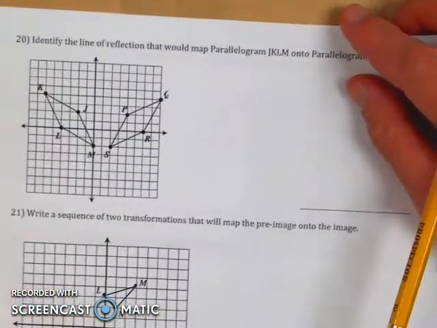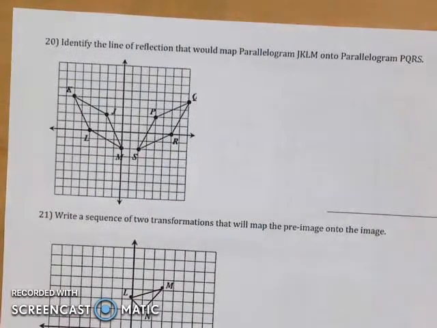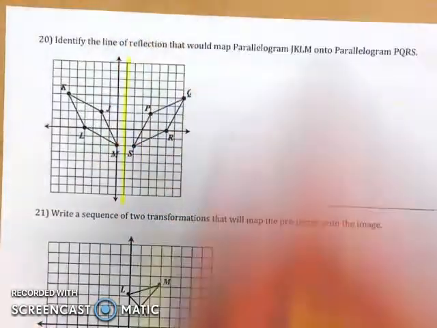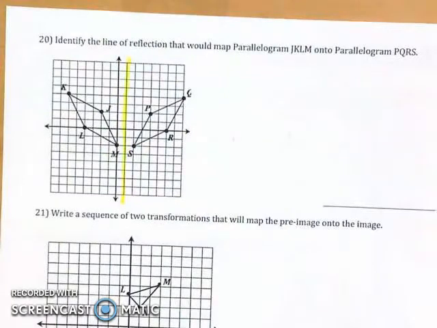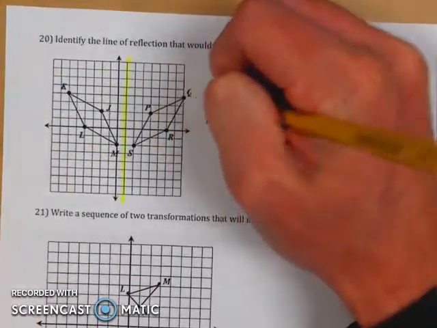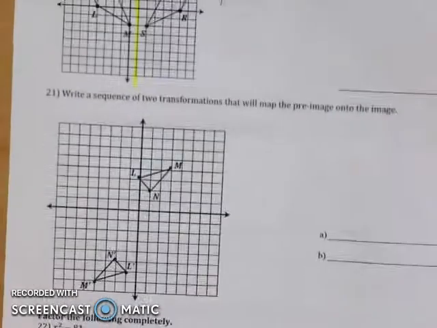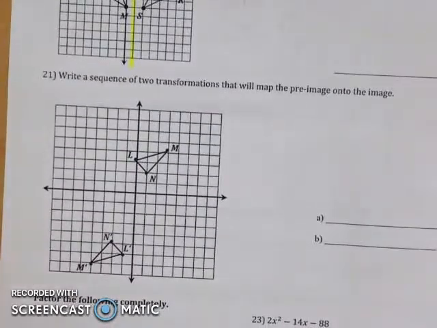On the back, identify the line of reflection. This should be pretty easy. It's right there. Right in the middle is what you want to find. It's hitting x at 1, so the line's actually called x equals 1. Write a sequence of 2 transformations that will map the preimage onto the image.